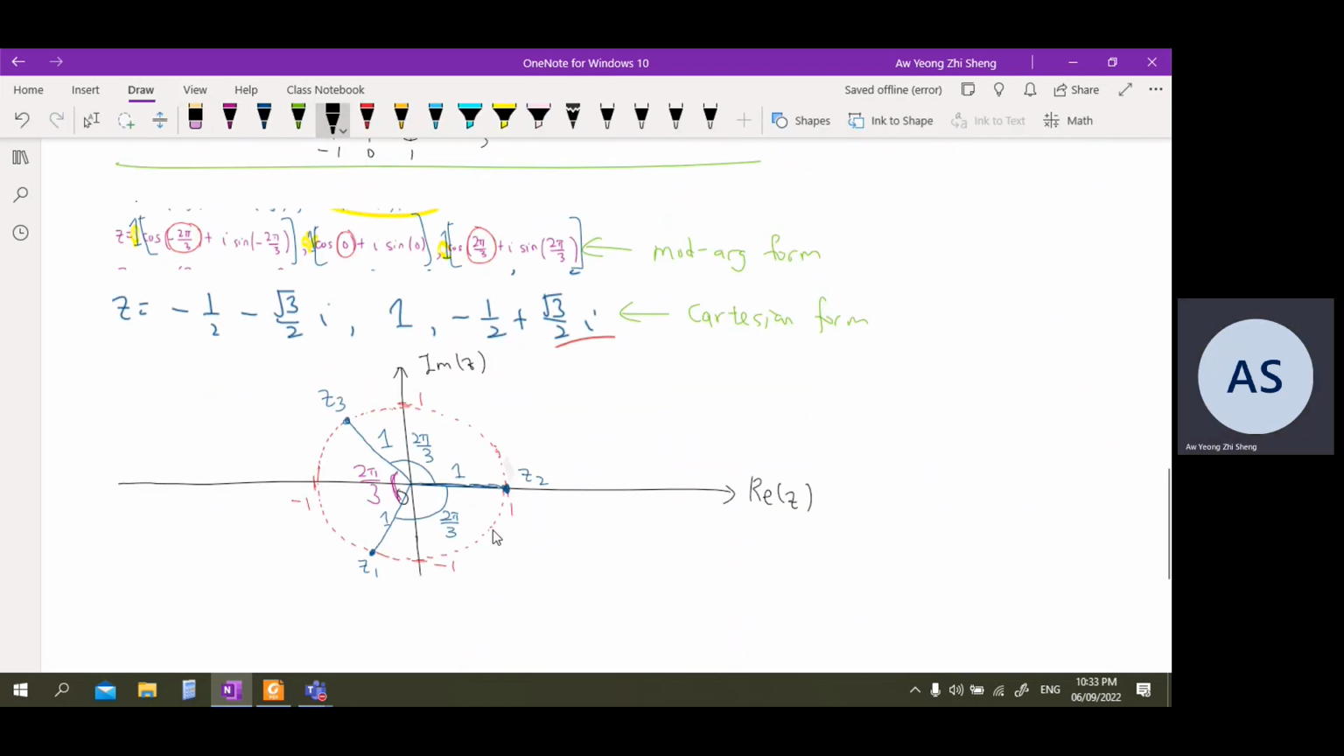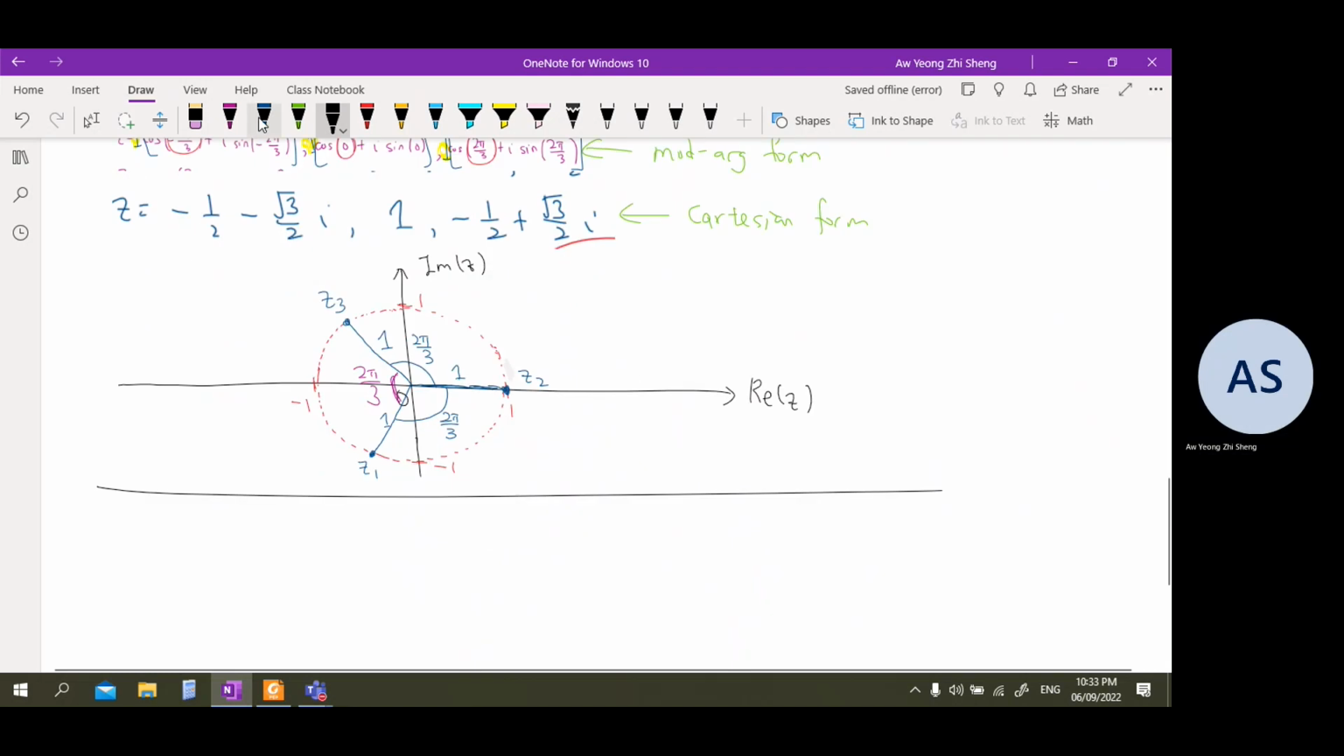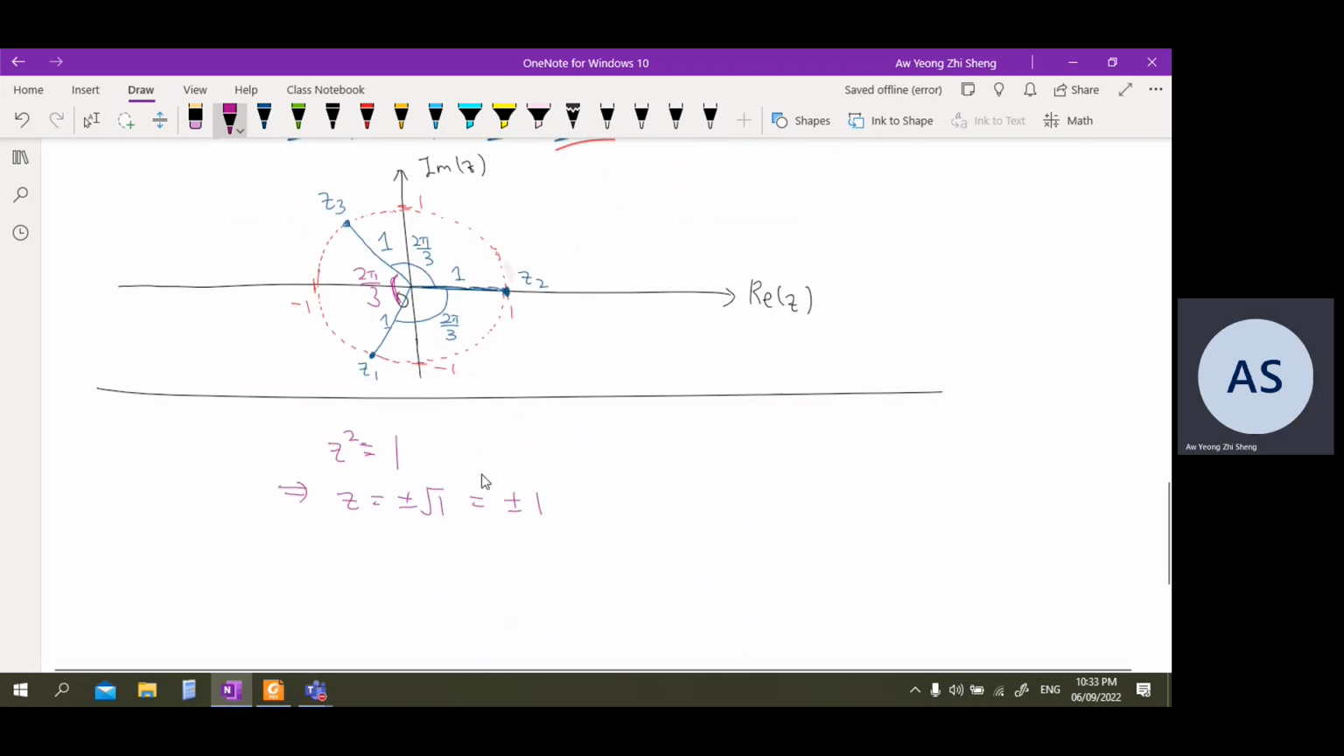Now, just to convince you that what I said is true, let's consider something that we are familiar with: z squared equals 1. We know there are two solutions. z equals plus or minus the square root of 1, which is plus or minus 1. These are in fact the only two solutions, and there are no complex roots for z squared equals 1. Now, what are plus 1 and minus 1?